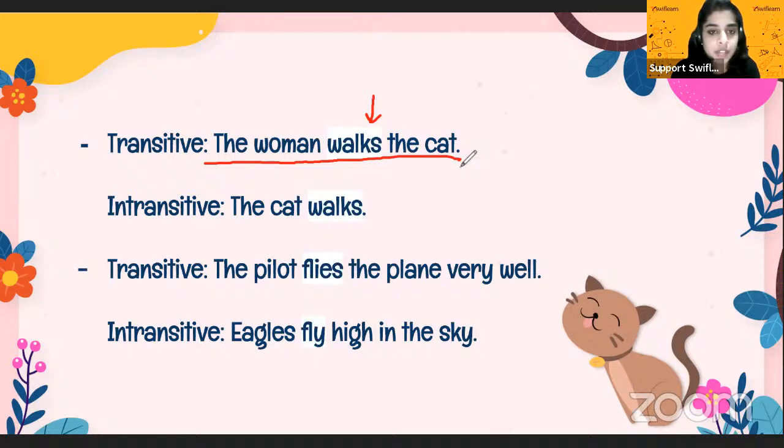where is the subject? The woman walks the cat. And where is the object? Tell me subject and object in the comment box quickly, everybody. Waiting for the answers. Where is the subject and object?